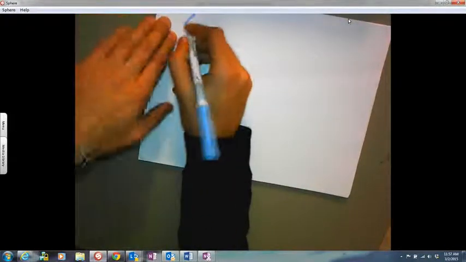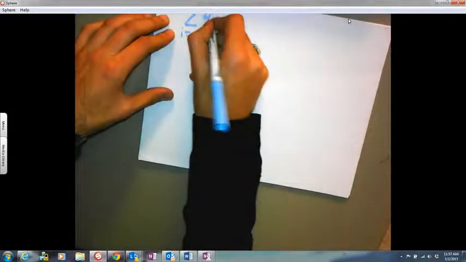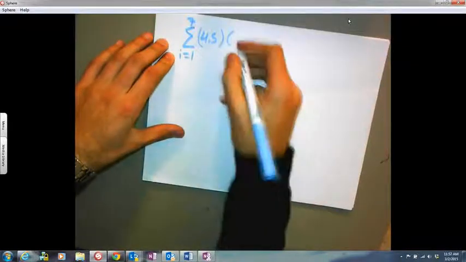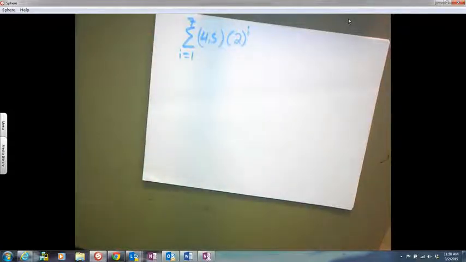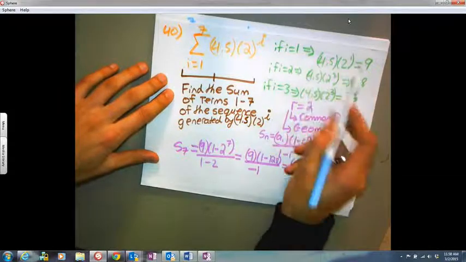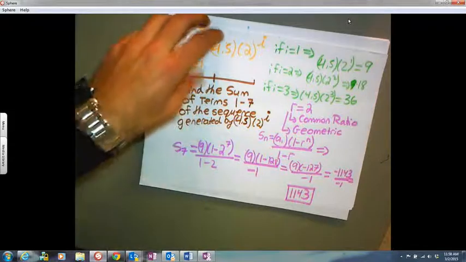So, the sum, i equals 1 to 7 of 4.5 times 2 to the i. Okay. Now, if you notice, on the previous problem, step 1 was identifying whether it was arithmetic or geometric. I mean, I wrote what it means in words. That's not really a step. That was just kind of what was going through my head.